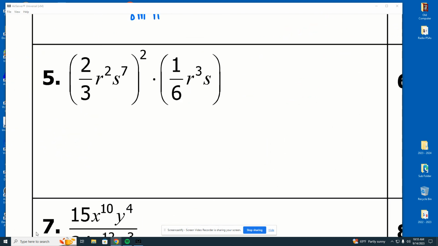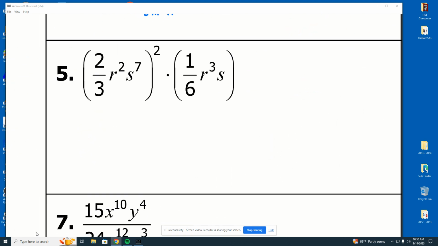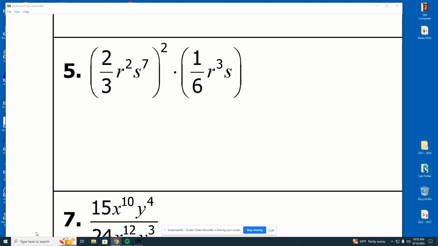Okay, next one. Sorry. Number 5. Treat numbers like numbers, right? So let's take care of the 2/3 squared. Doesn't that mean we go 2/3 times 2/3? What's 2/3 times 2/3? Let's just multiply at the top. 2 times 2, 4. 3 times 3, 9. So 4 over 9.